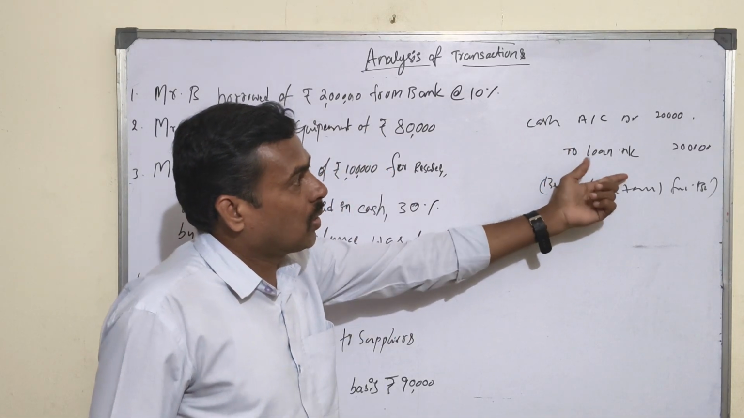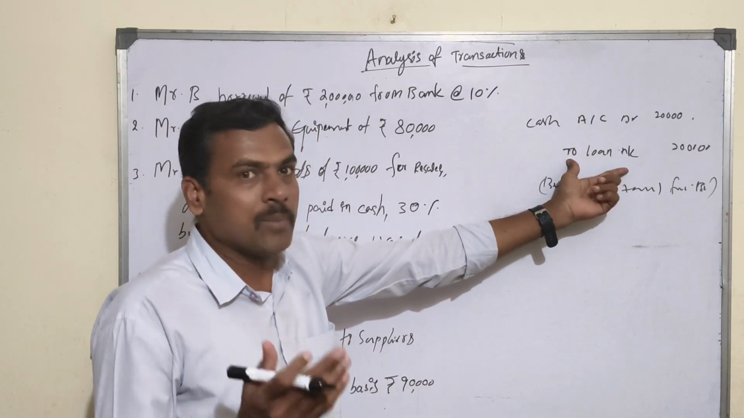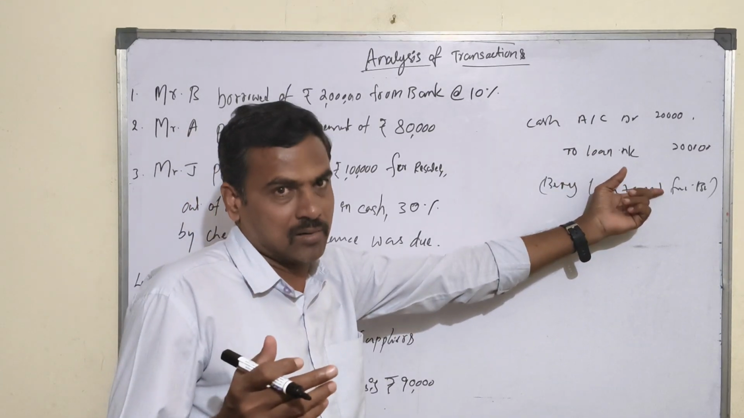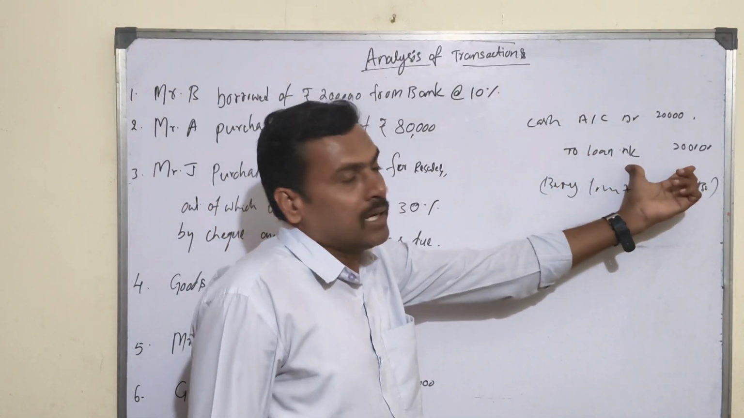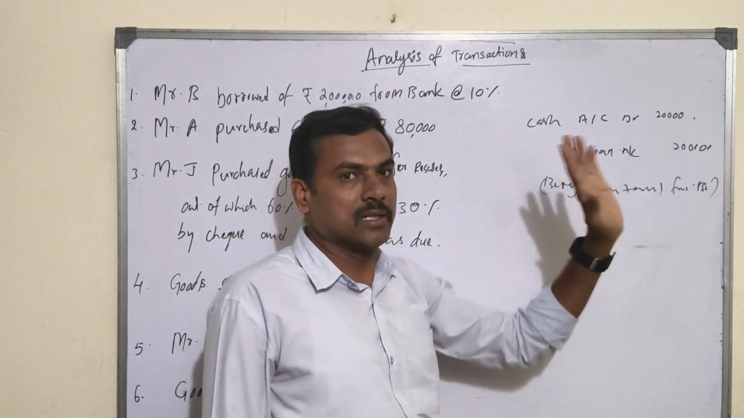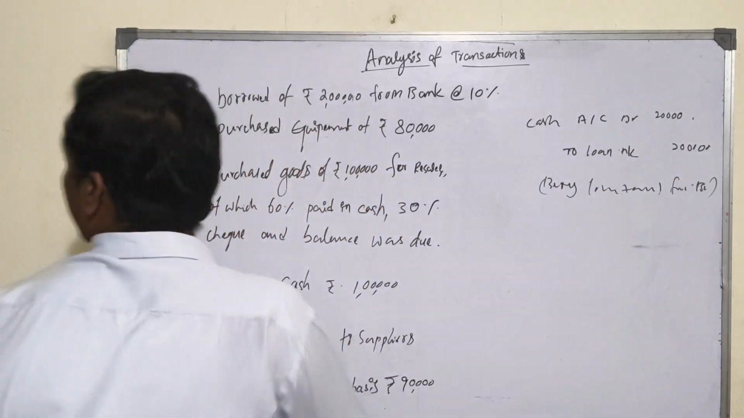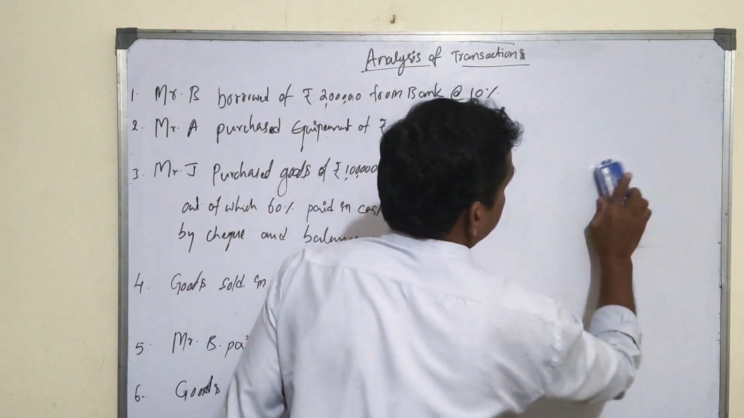And what is the nature of the loan? Liability. When liability is increasing, credit, right? It is coming to the business. And where will it impact? Balance sheet, under the liability side, right? This is how. Let's talk about the next example.